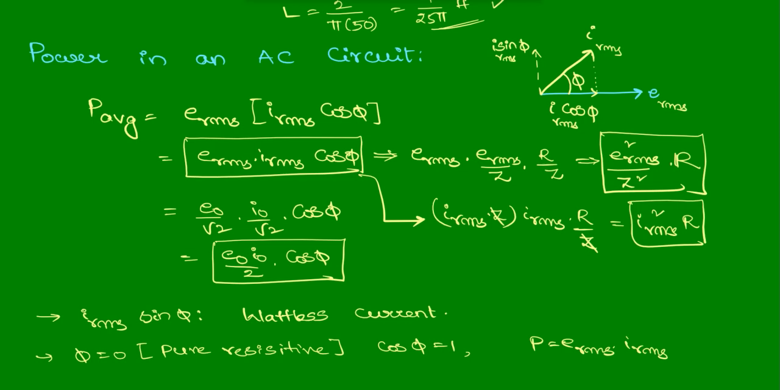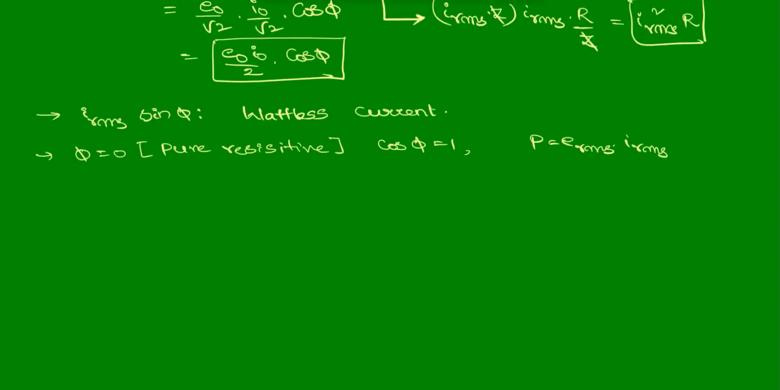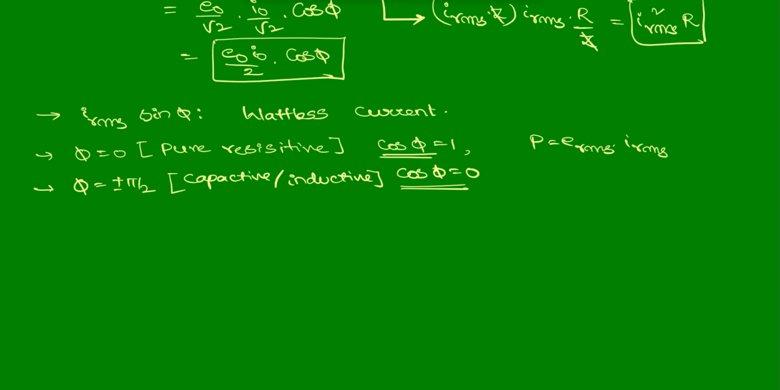And similarly, for inductive circuit or capacitive circuit, phi can be either plus pi by 2 or minus pi by 2, the phase difference for capacitive or inductive circuits. Then this cos phi will be 0. So power factor for pure inductive or capacitive circuit is 0 and power factor for pure resistive circuit is 1. So that there will be no power loss in a pure capacitive or inductive circuit.